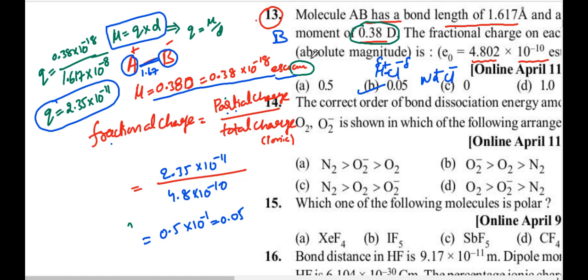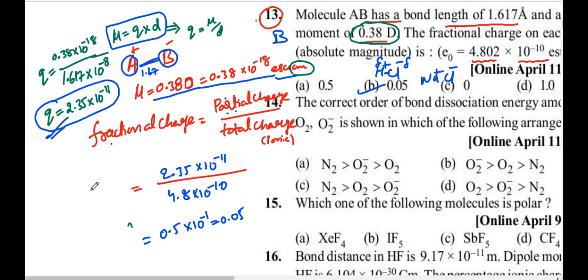Right. The question is asking the fractional charge on each atom. On this A, what is the fractional charge? And fractional charge is asking the partial charge by total charge. First of all, you have to calculate the partial charge. For partial charge, we have to use the mu formula. Mu equal to Q into D. Here Q is the partial charge, D is the distance between the charges. Then I got Q equal to mu by D. Then after solving this Q, we got 2.35 into 10 power minus 11.